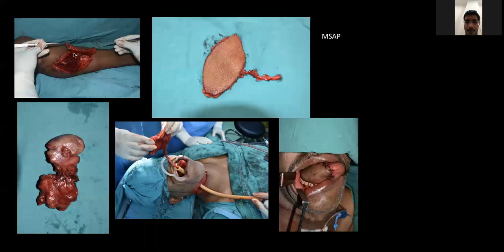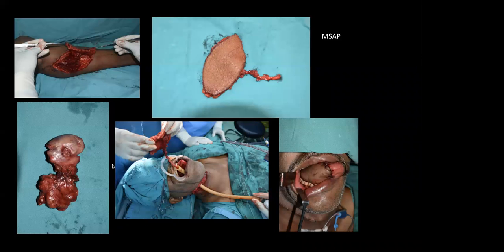So this is how the medial sural artery perforator flap looks. It's quite thin. The only issue that you would have with the MSAP is that the pedicle is not very long. You might get 6 to 8 centimeters if you're lucky. And the caliber also might be slightly less than what we see with an ALT or a radial forearm flap.